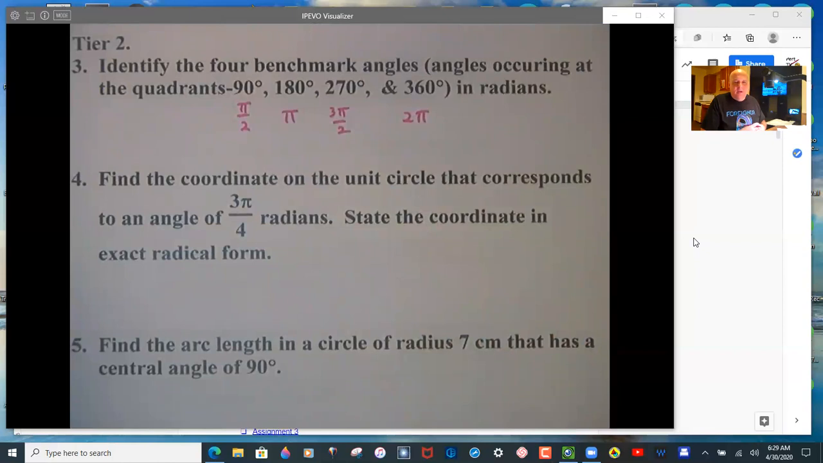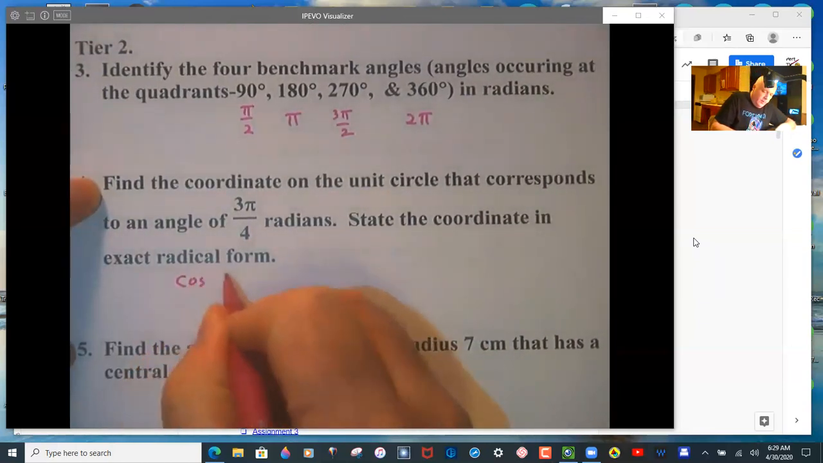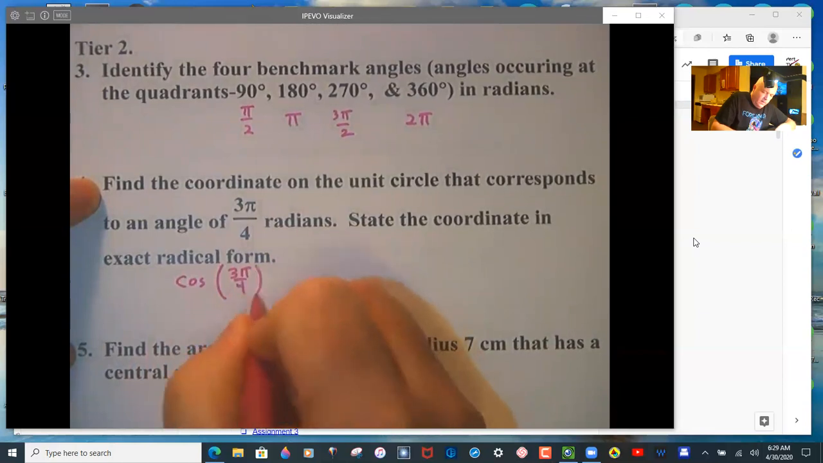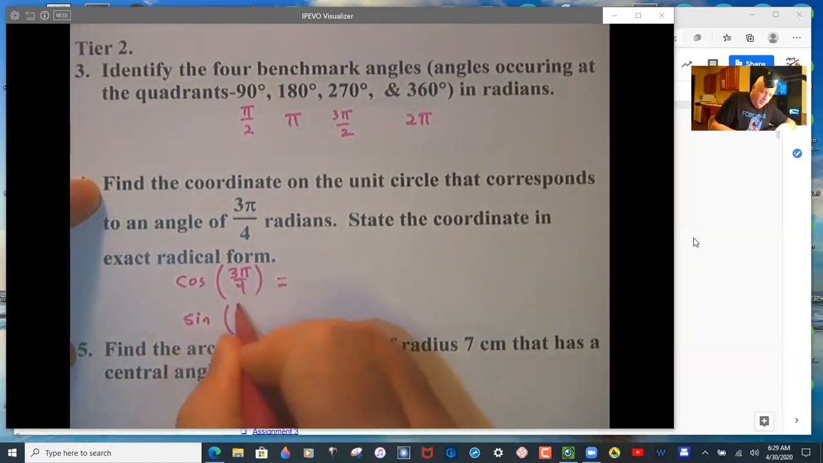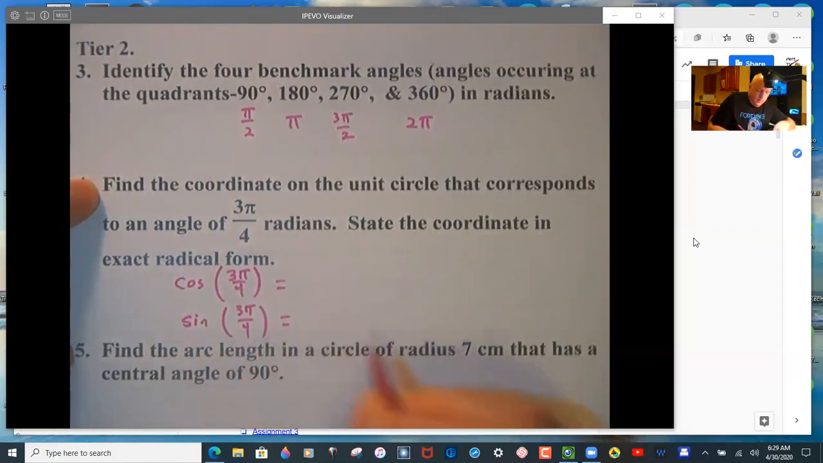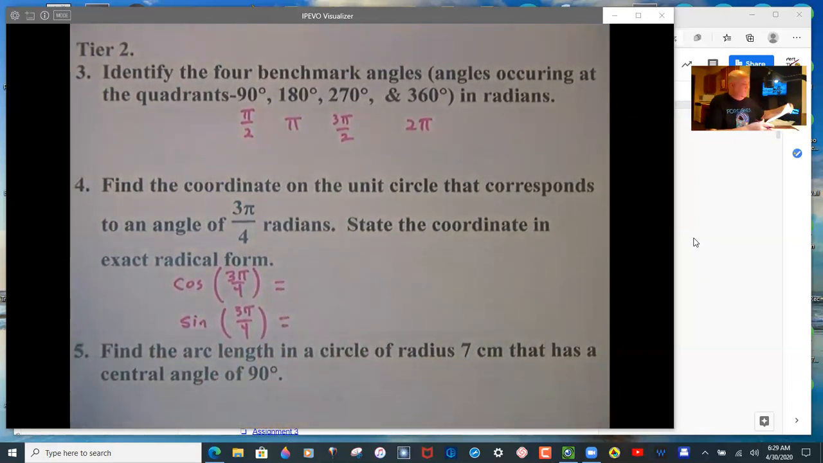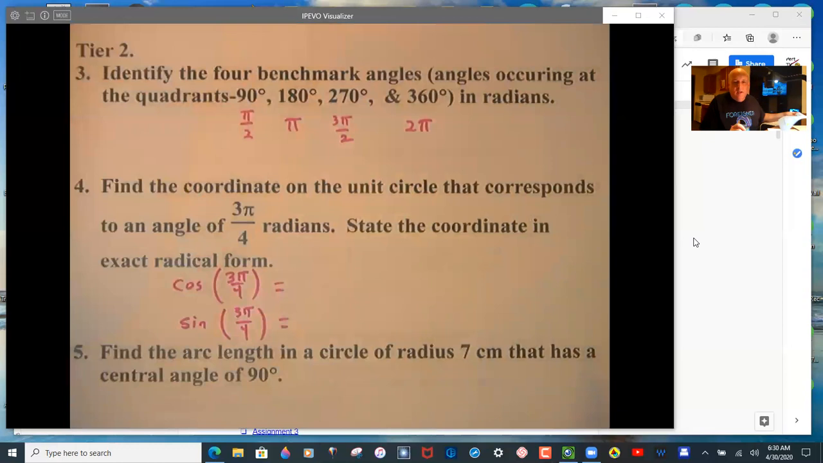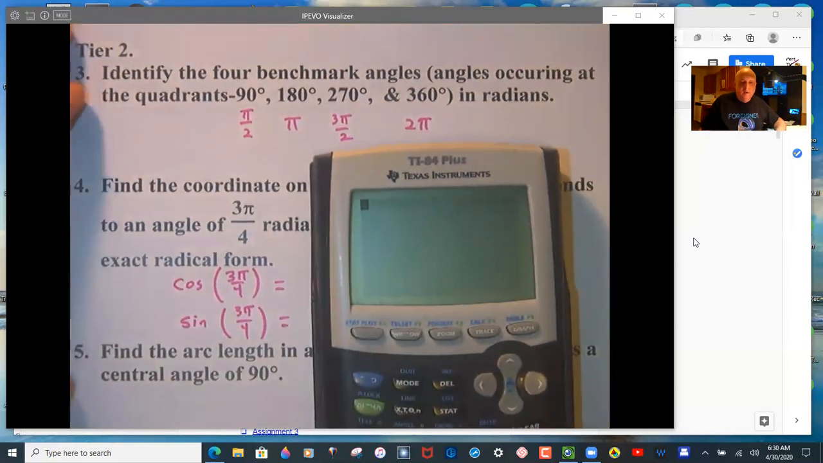Find the coordinate on the unit circle that corresponds to an angle of 3 pi over 4 radians. State the coordinate in exact radical form. So you are doing cosine of 3 pi over 4 in radians and sine of 3 pi over 4 with the memory of doing the converting into exact radical form, which is this right here. And eventually I want you to remember it. And it has to do with the special right triangles. This is going to be one of the 45, 45, 90 right triangles.